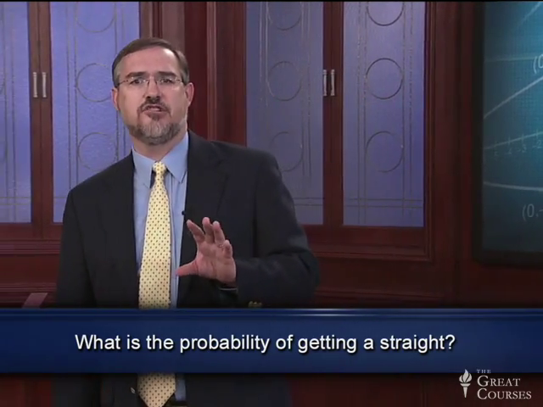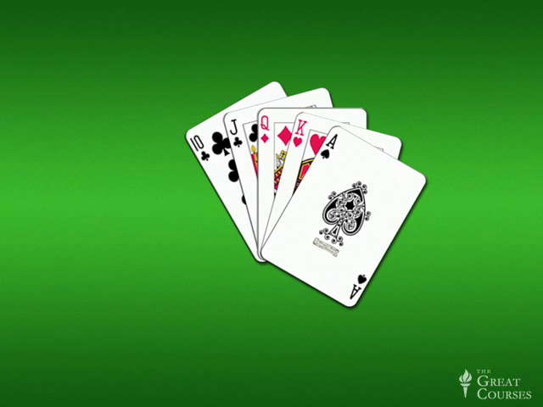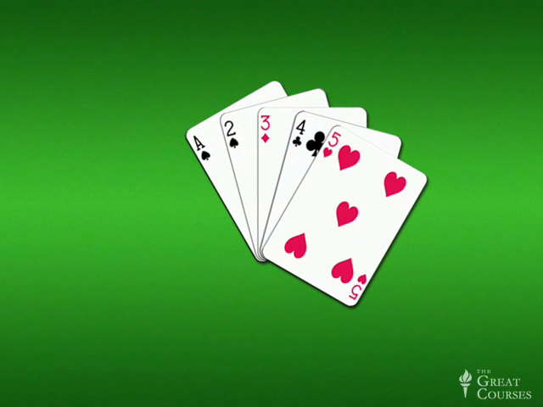Now, let's make sure we understand what a straight is. A straight just is 5 cards in order of their size, if you will. So 2, 3, 4, 5, 6, for example, would be a straight. Or 10, Jack, Queen, King, Ace, for example, would also be a straight. And by the way, Ace, 2, 3, 4, 5 is also an allowable straight.